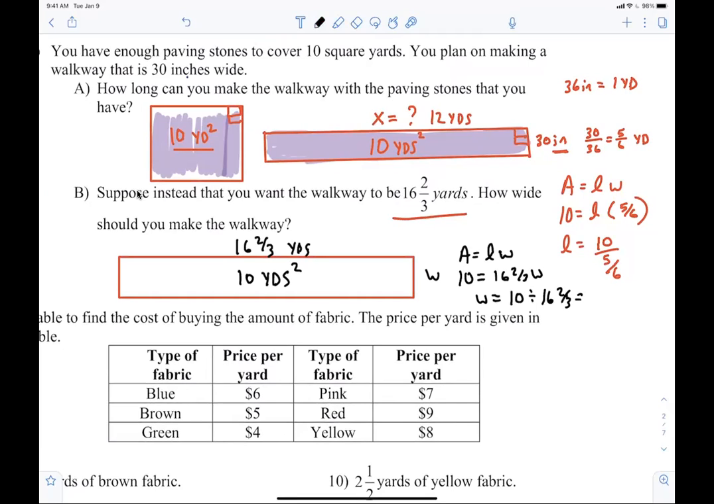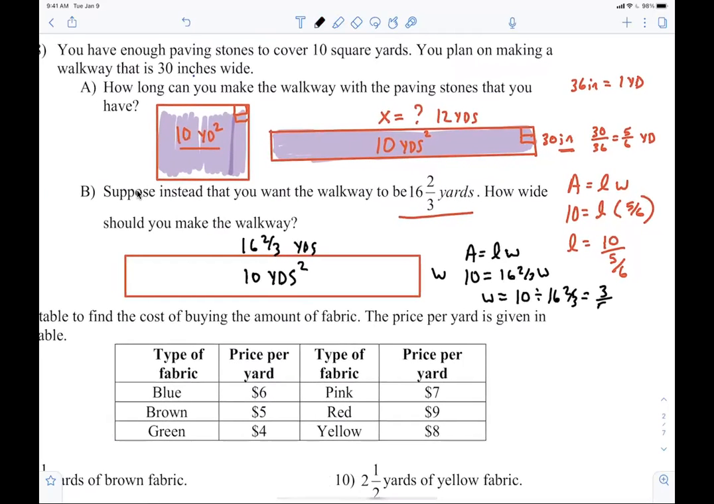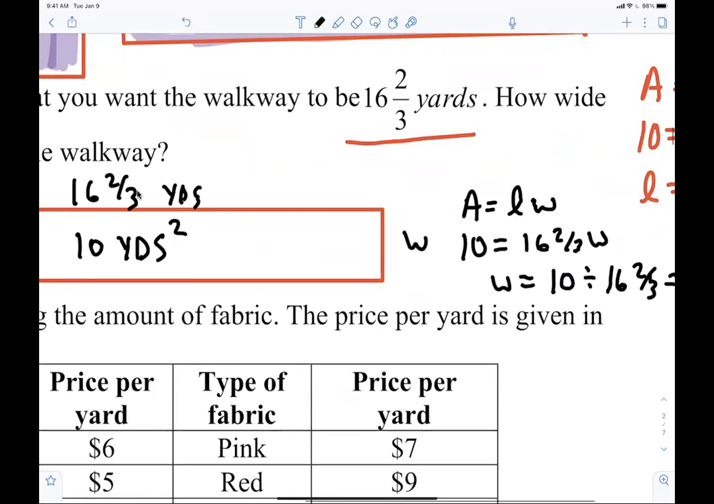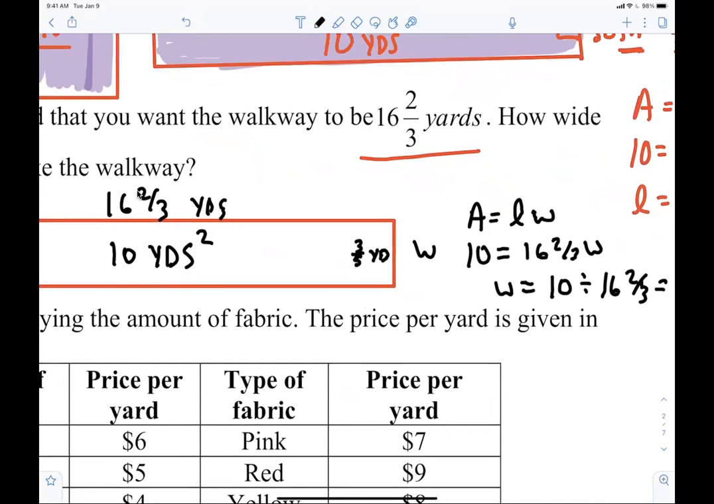3/5. 3/5 of a yard. Anybody understand that's 3/5 of a yard, right? So this width, if I make it 3/5 of a yard, that would tell me. All right. Everybody okay with that? And again, that's just drawing something out, understanding the relationship between area, length, and width.